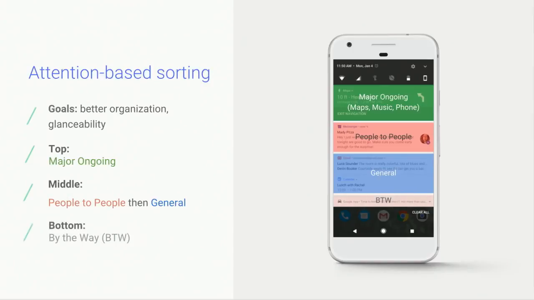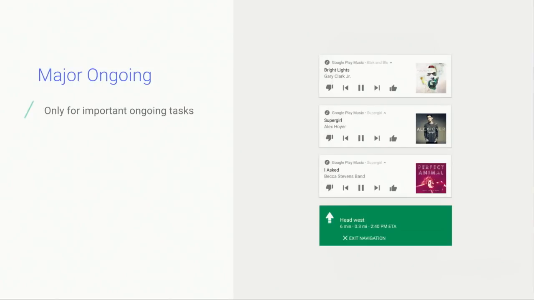On the very bottom, we also have a new section called By the Way notifications. Let me go into detail for all of these sections. So the very first section that appears on the very top is called Major Ongoing, and it is reserved for high-priority ongoing tasks. Good examples here are music notifications, like an ongoing navigation notification, or basically only something that is really important to the user, and the user must know that it exists.